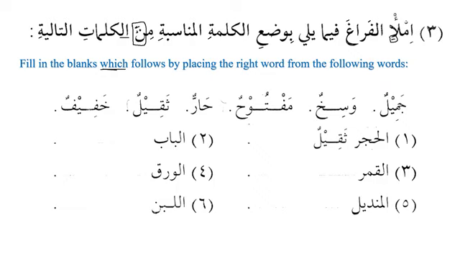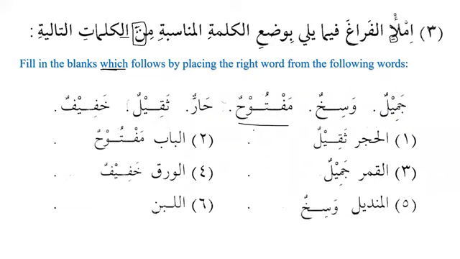Al-babu, the door. Al-babu, excellent. Maftuhun, the door is open. Then we have al-qamaru. Al-qamaru, normally we say the moon is beautiful. So we will say al-qamaru jamilun, the moon is beautiful. Al-waraqu, normally it's light, so we will say al-waraqu khafifun, excellent. Then we have al-mindilu, the handkerchief. And unfortunately, every time it has to be dirty. So al-mindilu wasikhun. And then we have al-labanu, the milk. Normally the milk is hot when we heat it. So al-labanu harrun, the milk is hot.